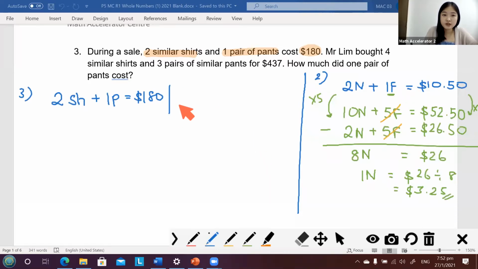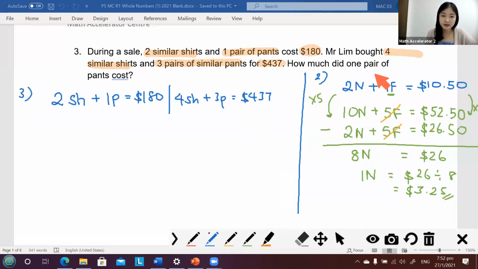Next equation, 4 similar shirts, 3 pairs of similar pants. This is $437. Write your second equation. 4SH plus 3P equals 437. Good. I see some of you have your equations. So how much did 1 pair of pants cost?